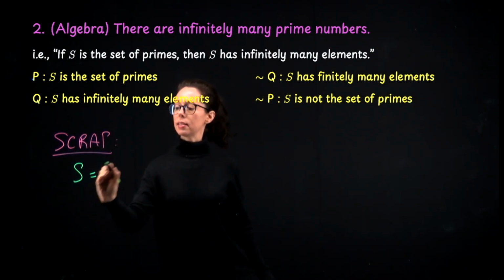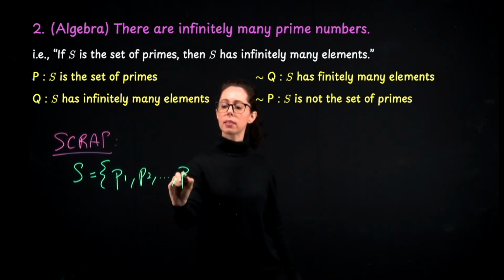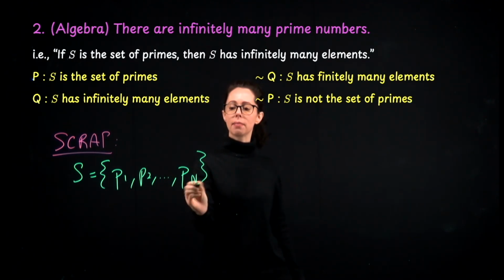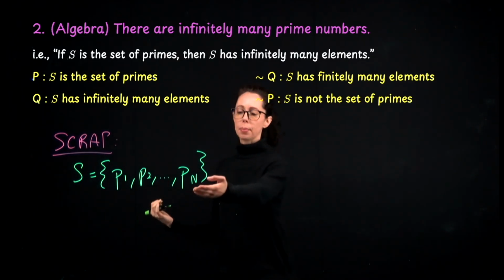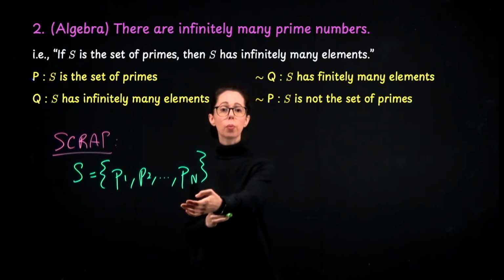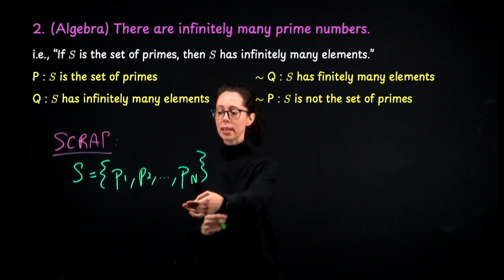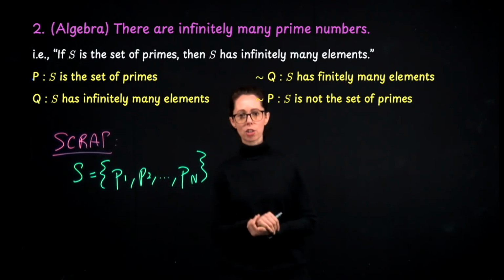So let's say S is P1, P2, all the way through P sub, I'll do capital N to represent some finite number. So if there are 50 primes, capital N is 50. So this presentation is how we will open our proof. We will say, imagine we can list out all of the prime numbers and they form this finite collection.